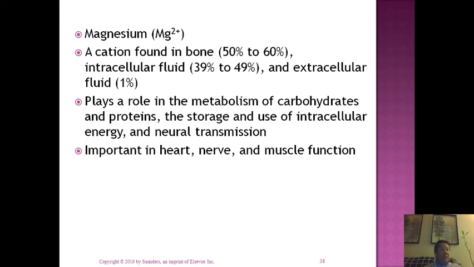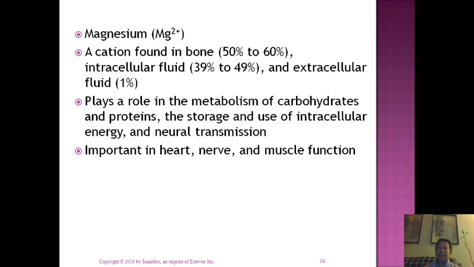They are usually found inside bone cells as well. 39 to 49% are found inside the intracellular compartment, and only 1% found outside the cells or in the extracellular fluid. They are important in the metabolism of carbohydrates, the storage and use of intracellular energy, and neural transmission. They are also important in the function of the heart, the nerves, the neurons, and muscle functioning. So potassium and magnesium are important in cardiovascular function.